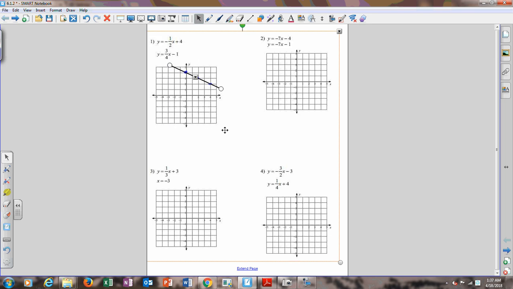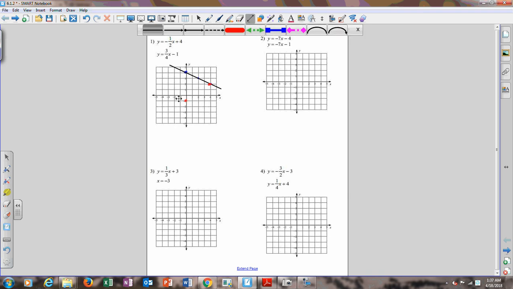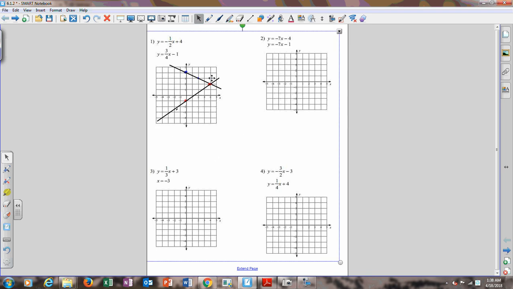Okay. Second one, start by going down 1. Make a dot. Then you go up 3 and over 4. What do you know? It goes through that point perfectly. So, because of that, you know that it goes through that point, which is the point (4, 2). And that's your answer for number 1.